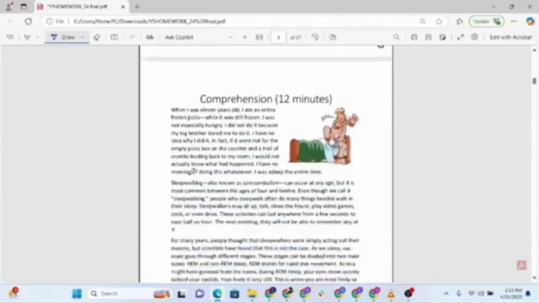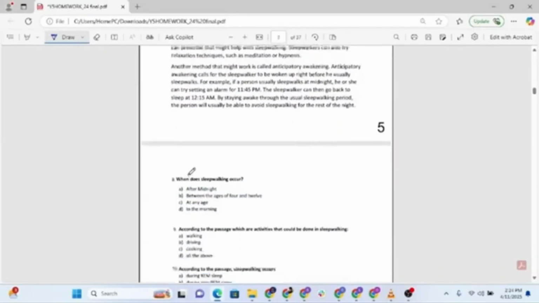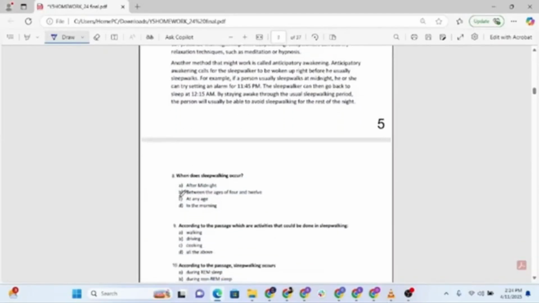Comprehension. Question 8. When does sleepwalking occur? The correct answer is option C, at any age. Explanation. The passage says that sleepwalking, also called somnambulism, can occur at any age, although it is most common between ages 4 and 12.